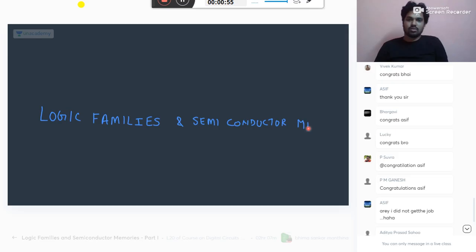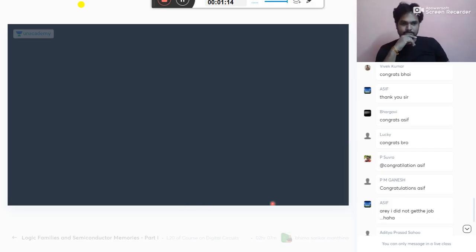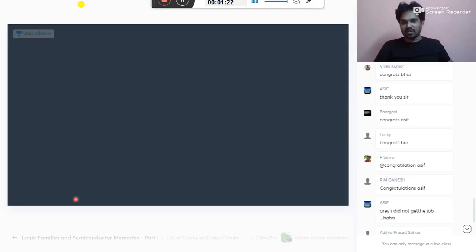So, this is your chapter, logic families and semiconductor memories. Let's start this. In this, what are we going to discuss? What is a logic family? Logic परिवार. Family का मतलब क्या, परिवार? So, logic परिवार का meaning क्या?